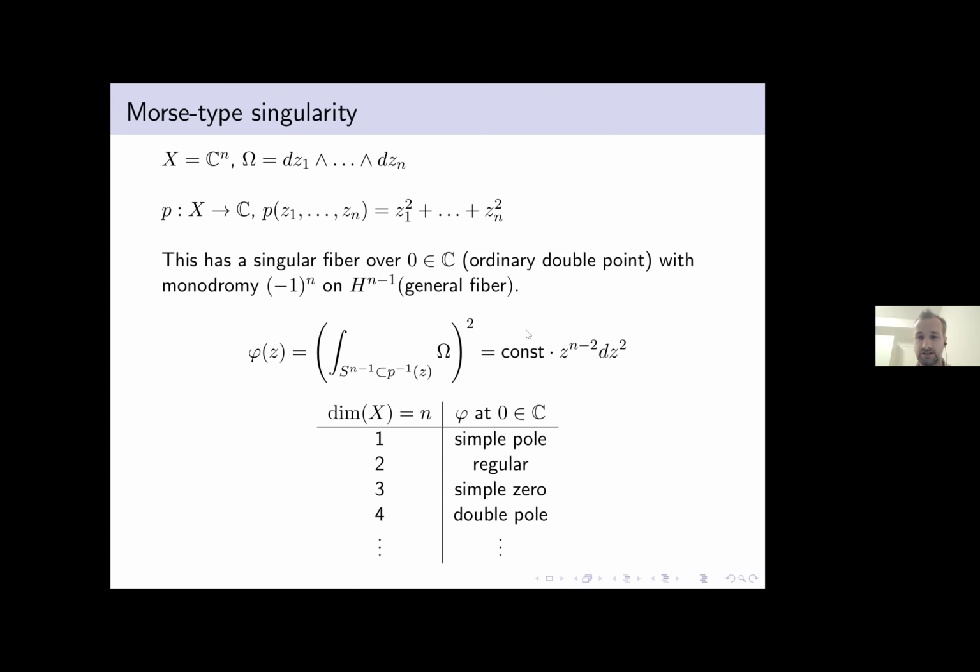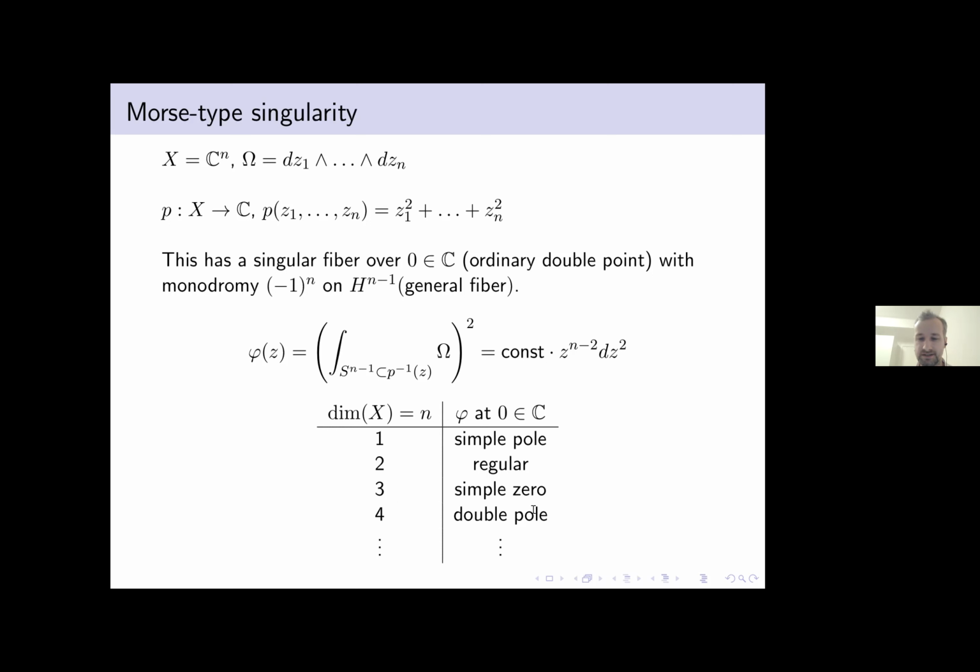So here it's just c, and if you compute it in this case, it's just some constant times c to the n minus 2 dz squared. And what I care about is this exponent here, which means that, depending on the dimension of the total space, I'll get a different kind of behavior of the quadratic differential near zero. So if it's 0-dimensional, I get a simple pole. Then in 2 dimensions, I don't see it in the quadratic differential. It just extends as a regular one without zero or pole. And then the important dimension 3 is exactly the case when I get a simple zero of the quadratic differential.